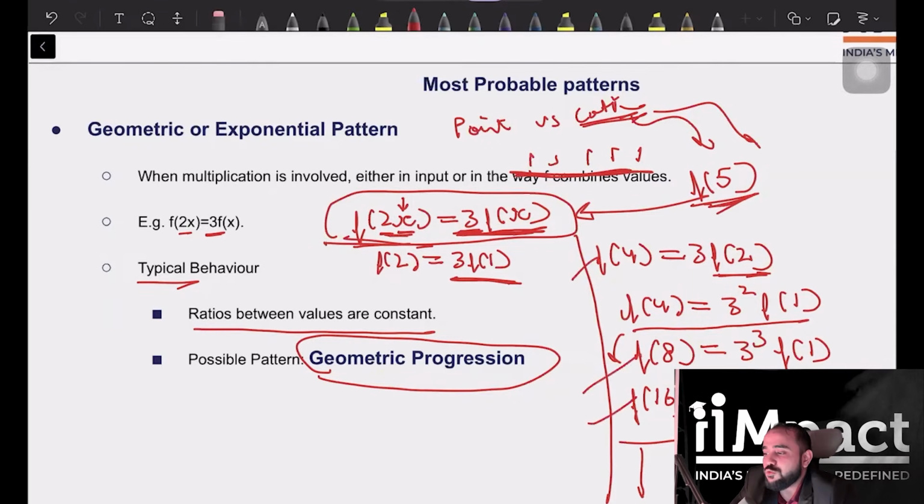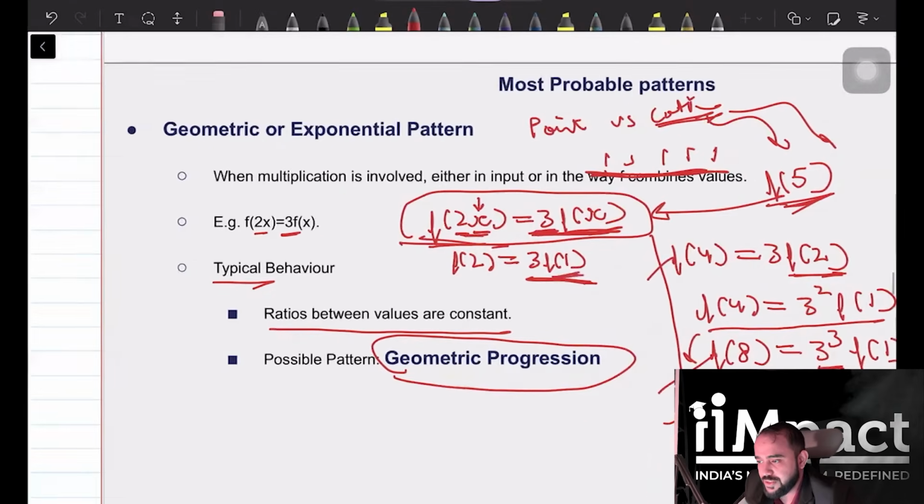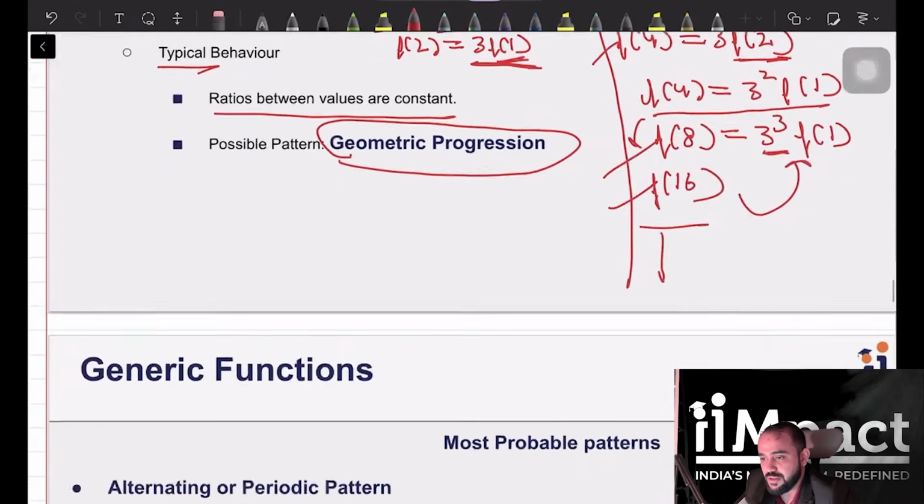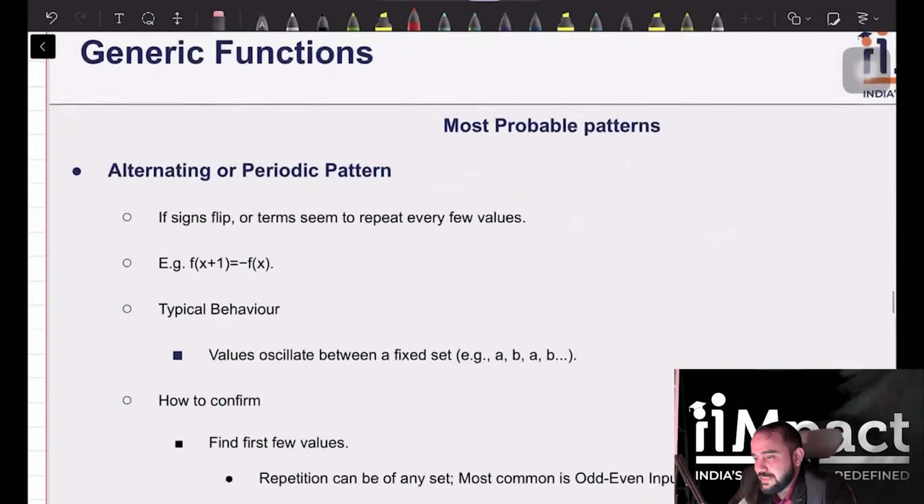So if they ask you for f of 2048, your answer should be simple. Convert 2048 into 2 to the power n, and then use that n to find what appropriate power of 3 you have to use. F of 1 is something they have to give to you. Yes? Alright, let's proceed. Now this is a tricky one.